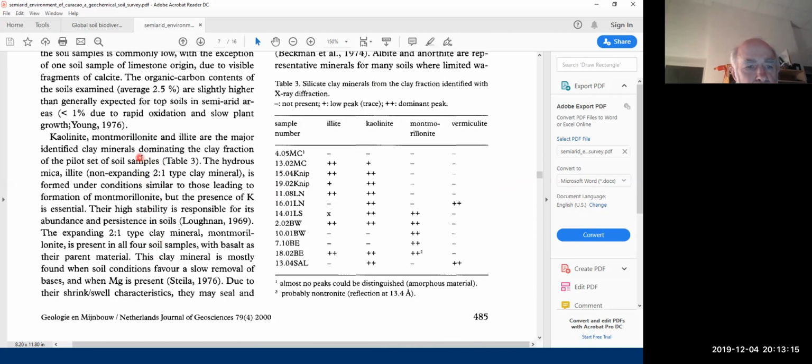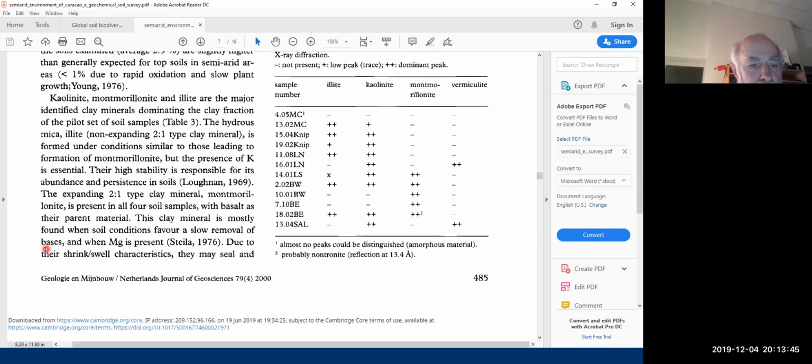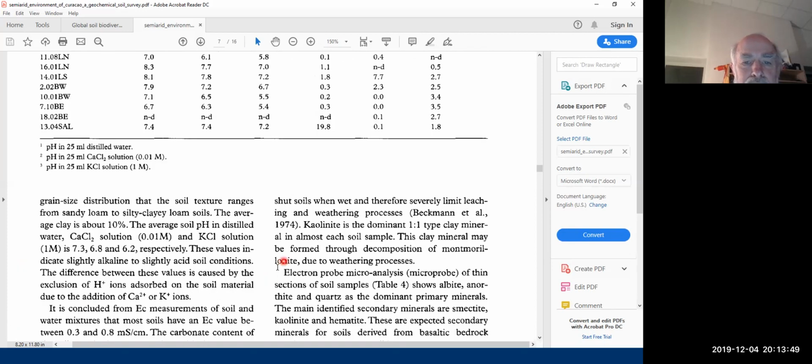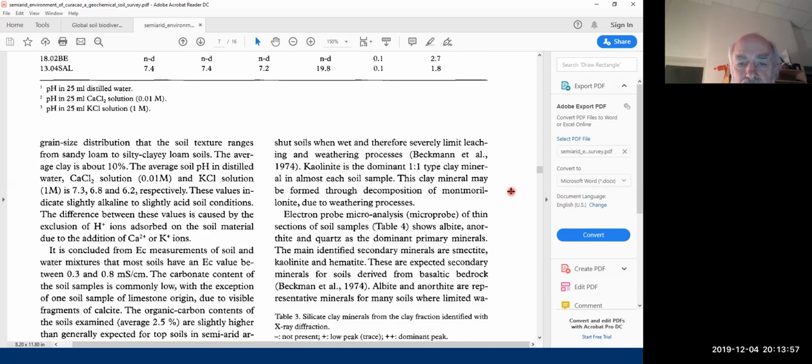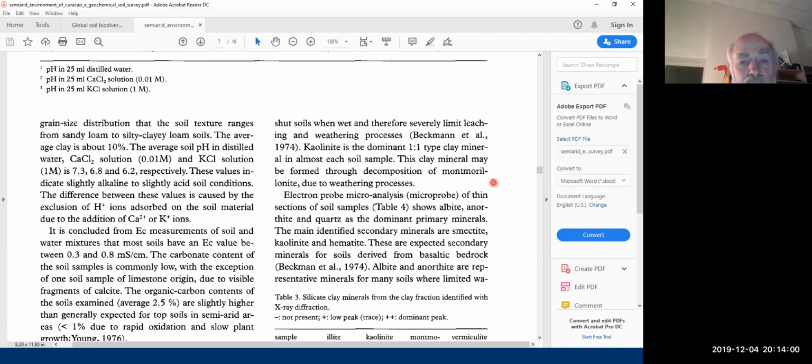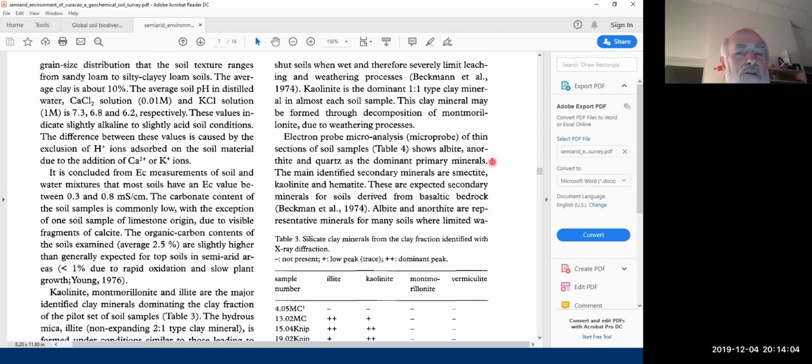And they identified certain types of clays, kaolinite, montmorillonite, which is the one that makes for the gumbo soil, and illite. And I don't know the differences, but illite is non-expanding, and so that's easier to work. And then expanding montmorillonite is present in all samples which have basalt. Okay, so they may seal and shut soils when wet and therefore severely limit leaching and weathering. All right. Kaolinite almost everywhere, and montmorillonite can break down into kaolinite. So that's good. If you wait a few more thousand years, your gumbo soils will break down better.